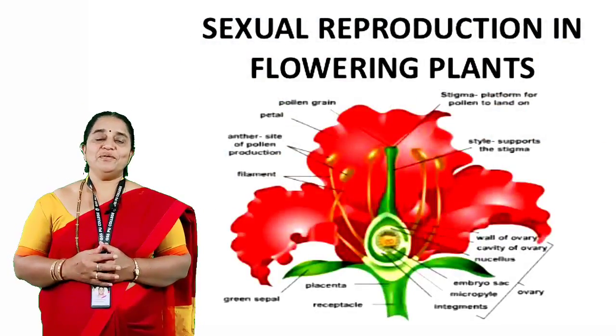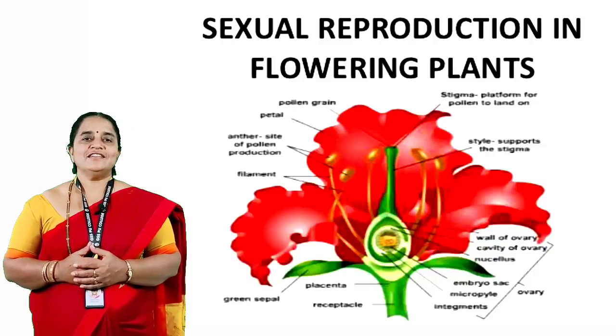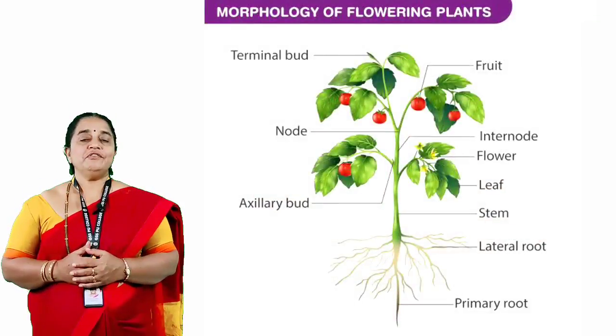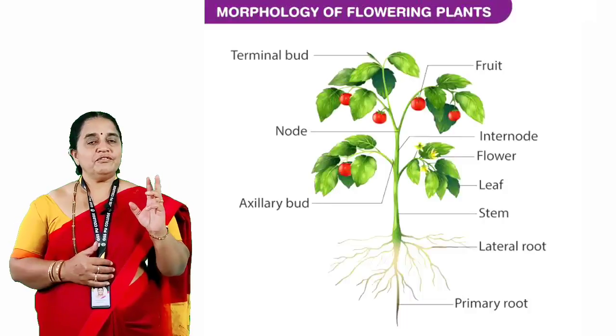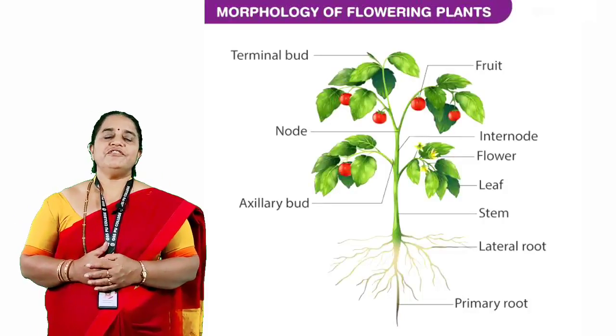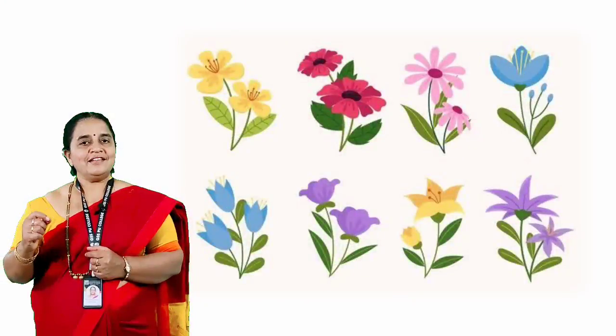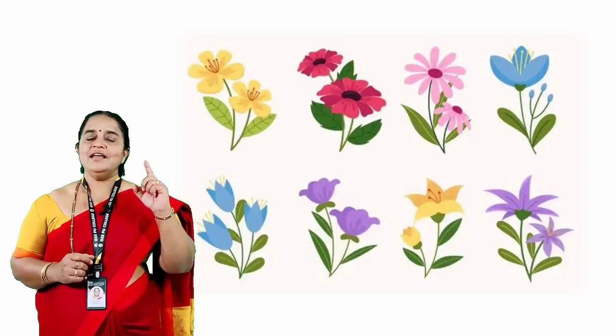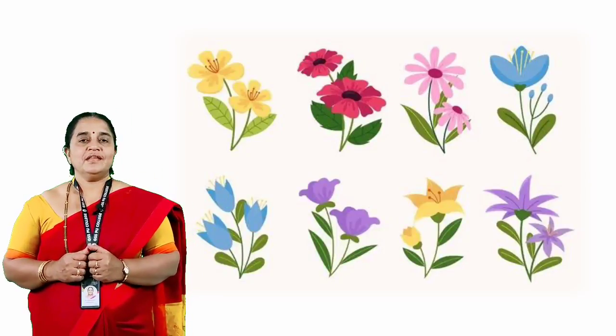Before I begin this topic, just recollect the morphology of flower, which you have studied in PUC first year under unit 2. Flower is defined as a condensed modified shoot for sexual reproduction. Flower either develops in the axil or at the apex of the stem.